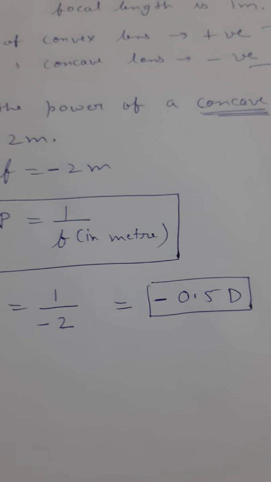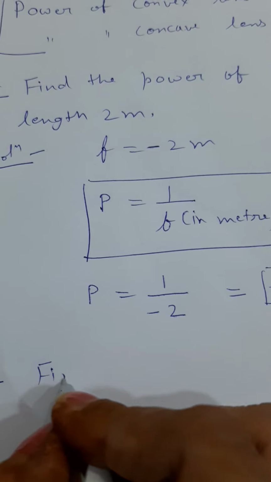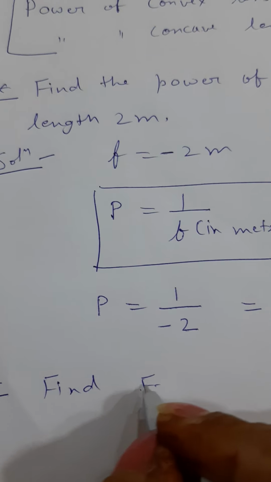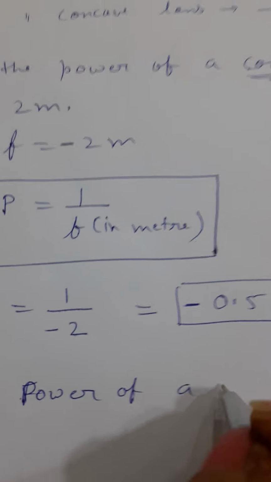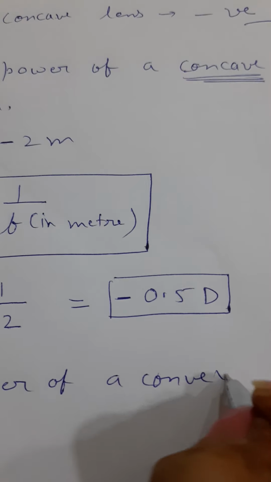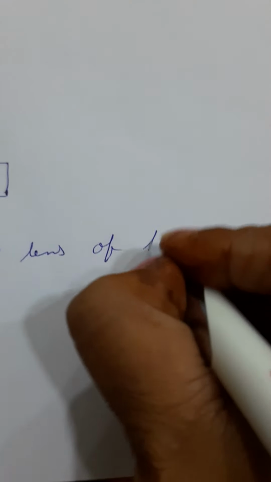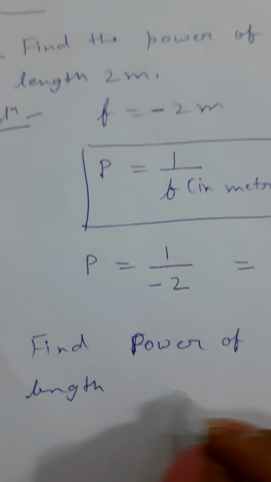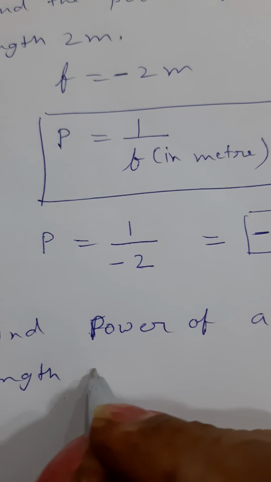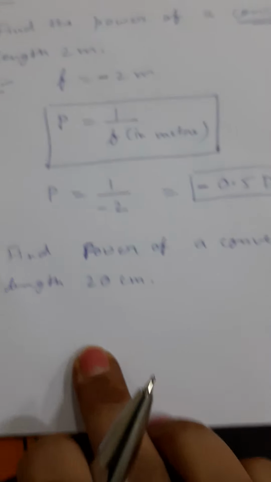For practice you can do one more question: find the power of a convex lens of focal length, suppose it is 20 centimeters. So you convert it and find out.